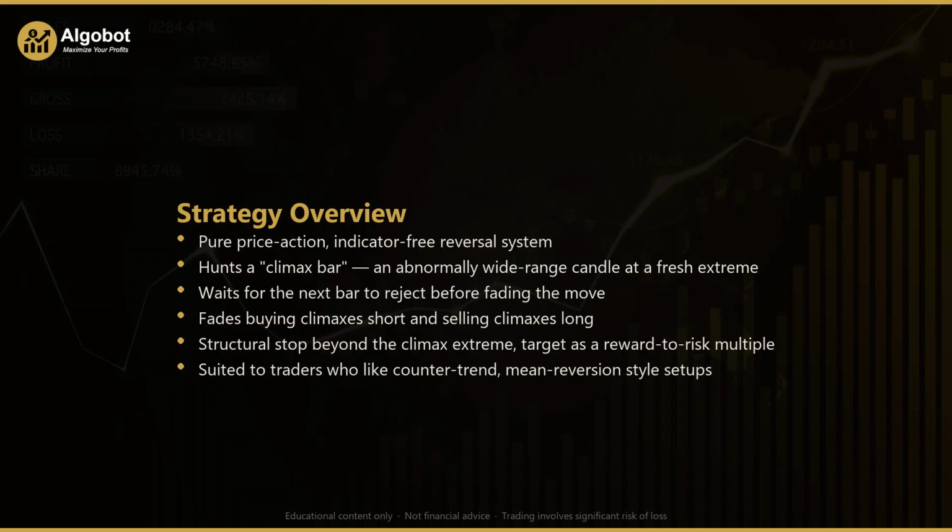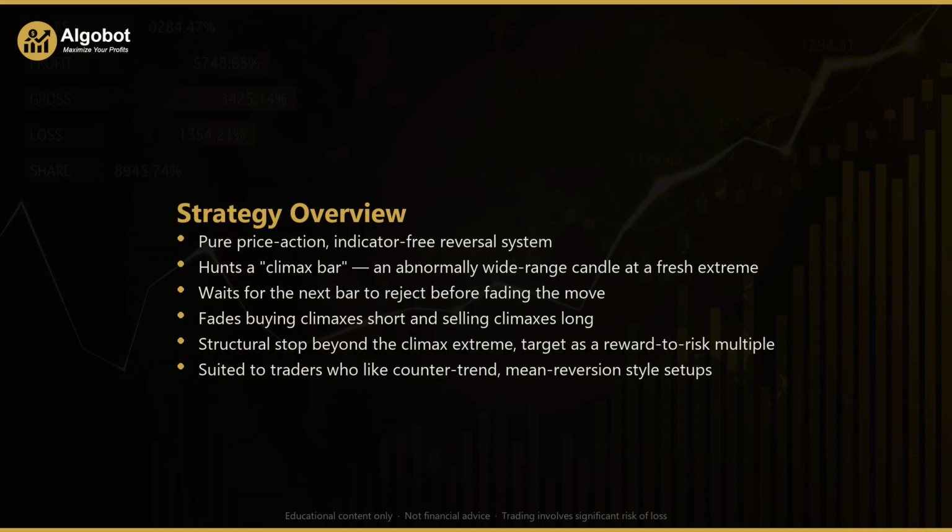It measures the range of each closed candle and compares it against the recent average range. When a single bar is abnormally wide, by default at least 2 times the average, and that bar also prints a fresh local high or low, the EA flags it as a suspected climax. Crucially, it does not trade the climax bar itself. That would be jumping in front of a freight train. Instead, it waits for the very next bar to fail. If that next bar cannot extend the move and closes back against the climax, the strategy treats the exhaustion as confirmed and it fades the move.